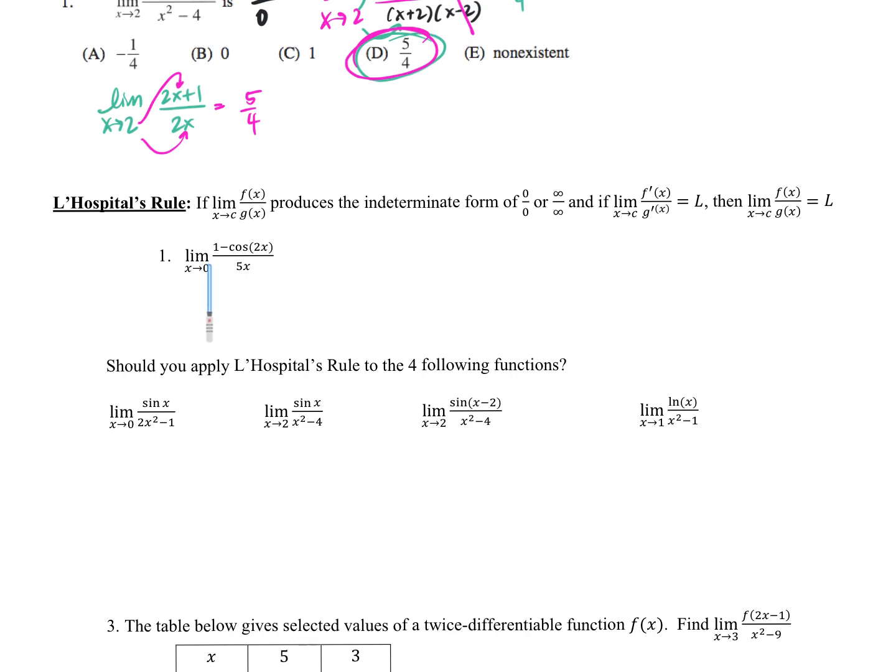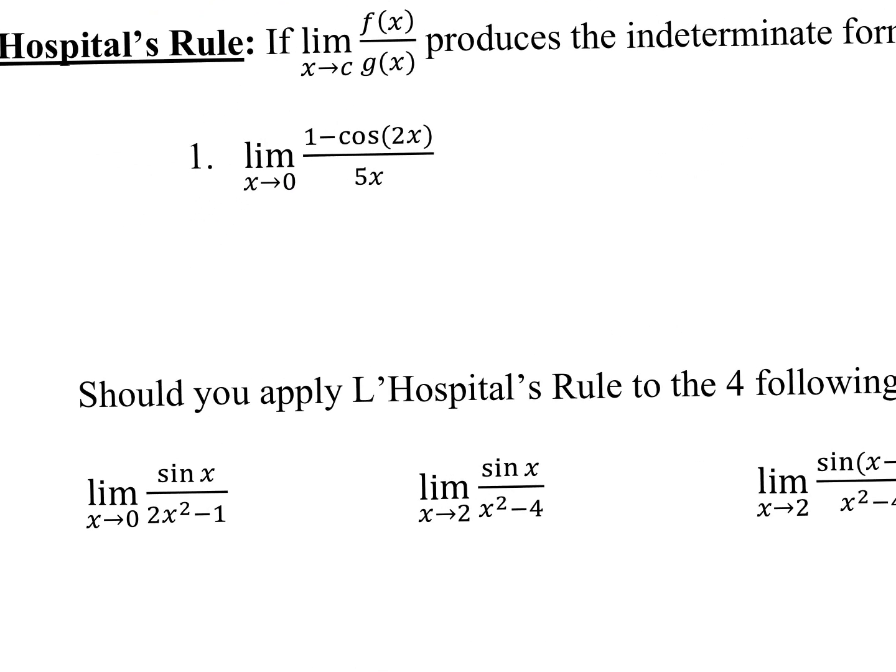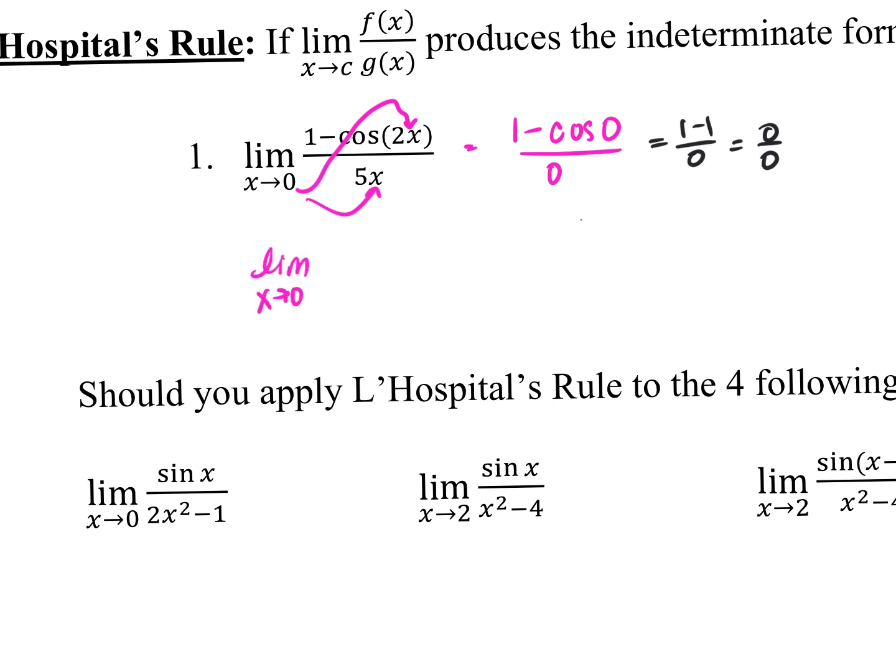So if I plug in a 0 right here, what would I have on top? 1 minus the cosine of 0. What is the cosine at 0? 1, right? So that'd be 1 minus 1 over 0. Do you agree we're getting an indeterminate form when I plug in that 0? And before, we couldn't factor this. It'd be hard, so as soon as you get that 0 over 0, we just go ahead and apply L'Hopital's rule. We just take the derivative of the top and the derivative of the bottom.